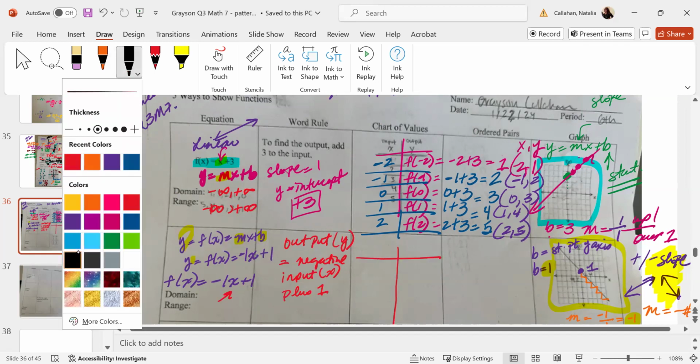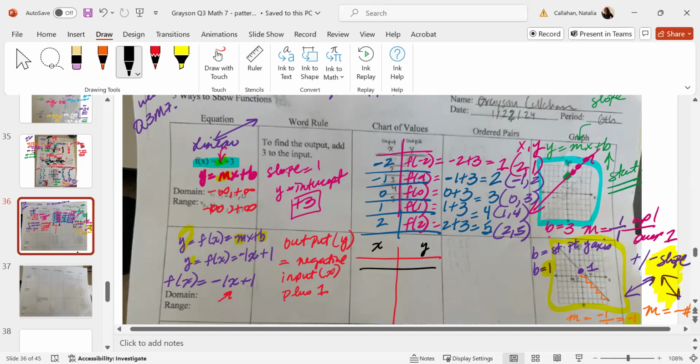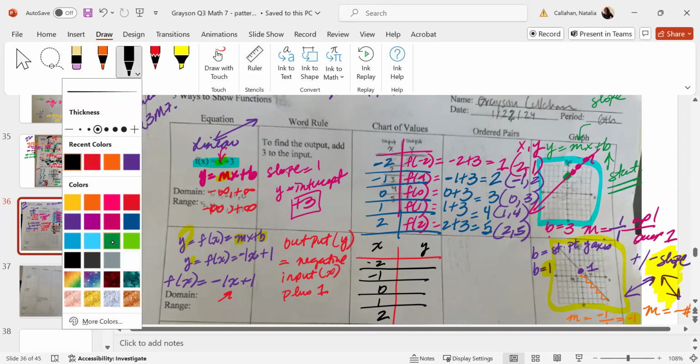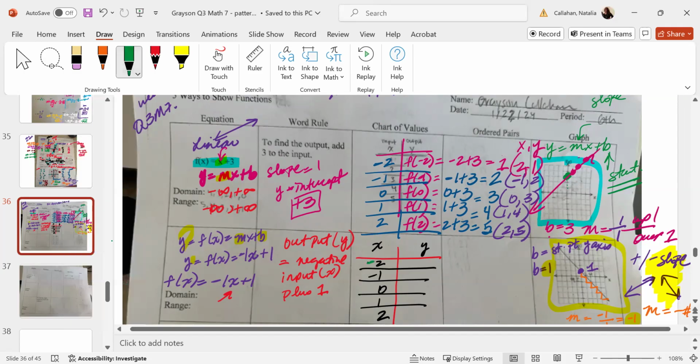Chart of values. Create your chart. Here's my x, here's my y. What are the numbers we generally use? No, look at the pattern here. -2, -1, 0, 1, 2. Do you see that? We're going to take these numbers and plug it over here for the y. Your equation is right here. Do you see the equation?